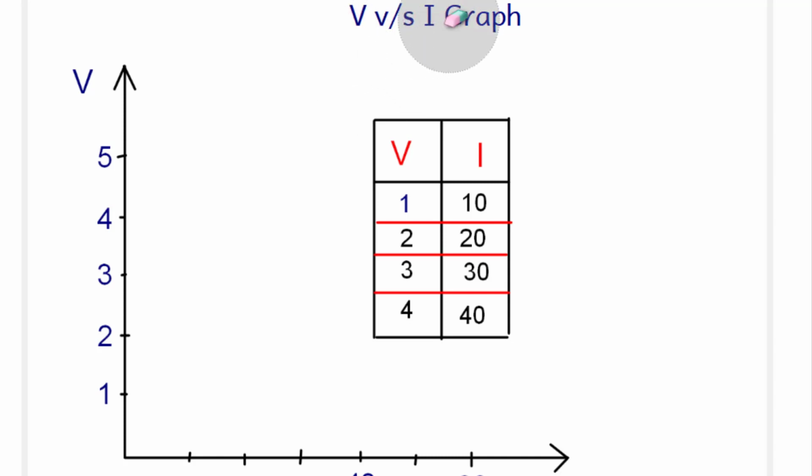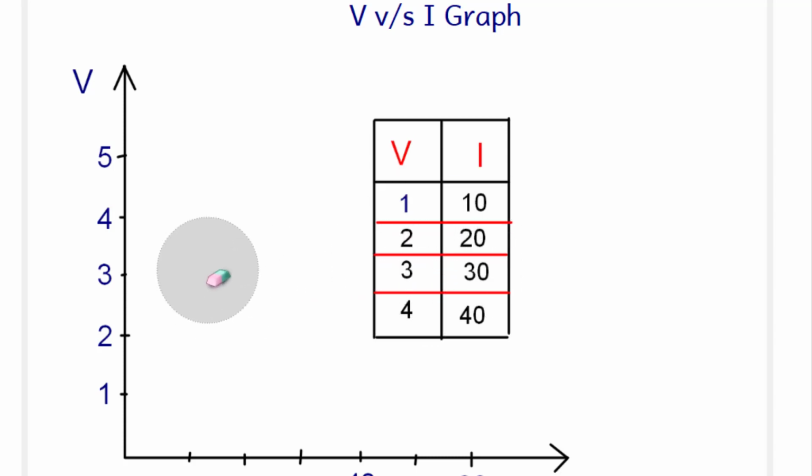We have V versus I. V can be a voltage and I a current, or any other variable. These readings we have taken through some experiments. For V equal to 1, we have I equal to 10. For V equal to 2, we have I equal to 20. For V equal to 3, we have I equal to 30, and so on.